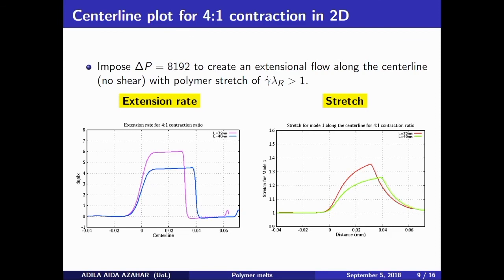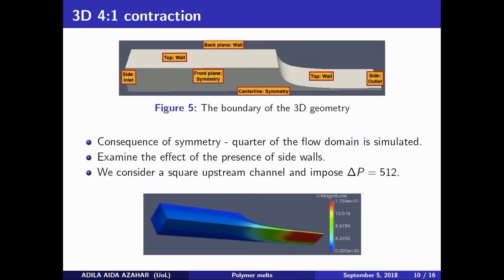Just to be consistent with it, the stretch is also observed to be higher in the shorter contraction length compared to the longer one. We then extend our work to a 4:1 contraction for 3-dimensional problems, where we would like to examine the effect of the side wall on the extension rate and stretch of the polymer chain in a Rolie-Poly segment.